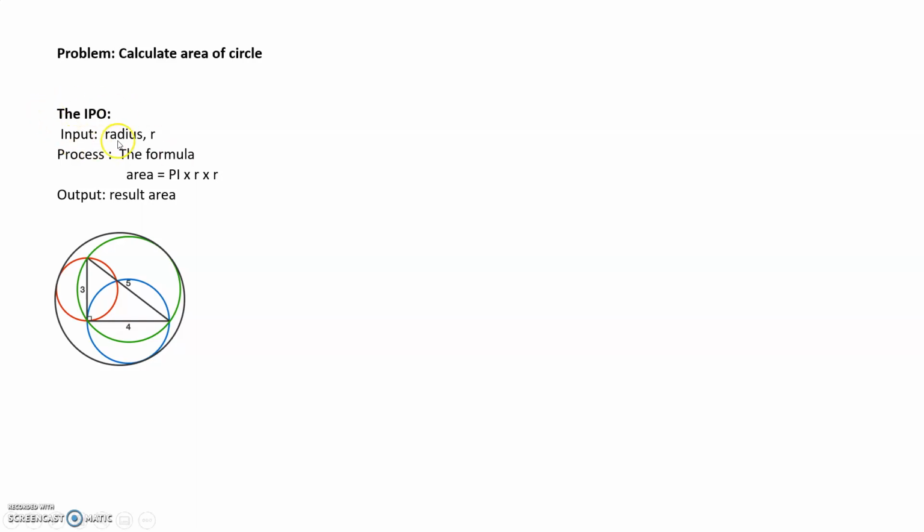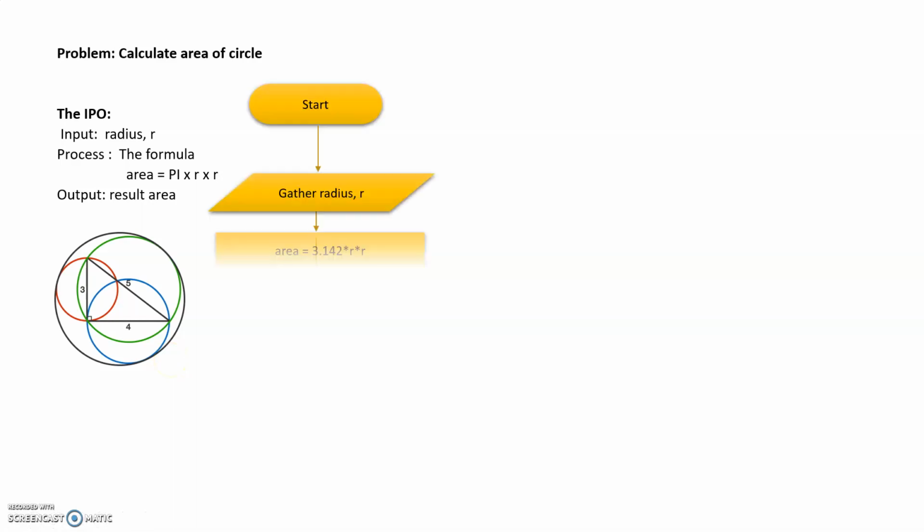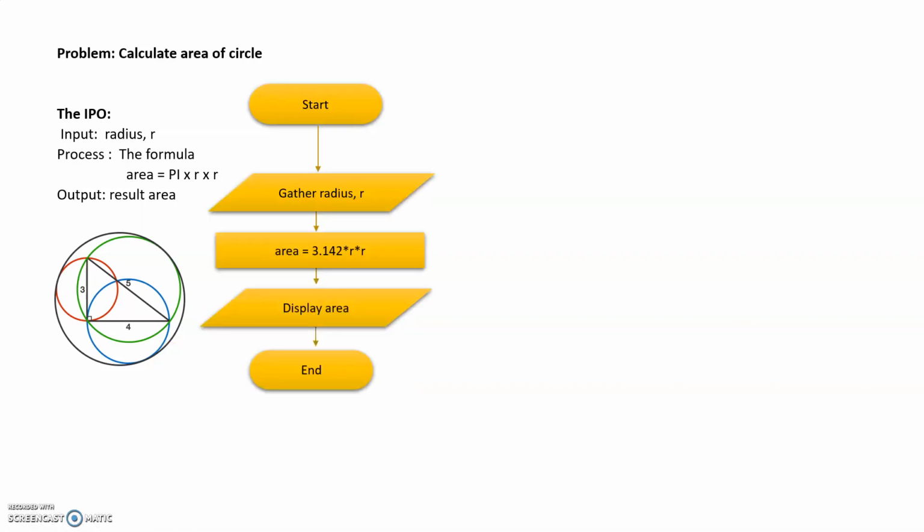However, in my case, I'm just using radius as the input, and the output that will appear, as the question needs, is the area of the circle. We will use the formula for the area of the circle, pi r square. So let's say this is the flowchart, because after we analyze the IPO, we design or develop the algorithm for the problem.